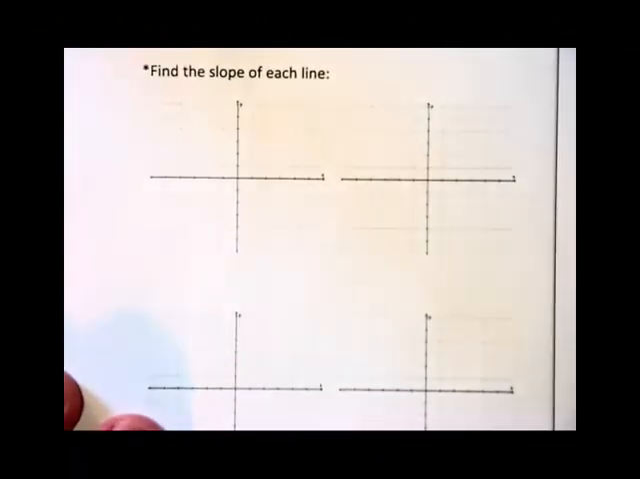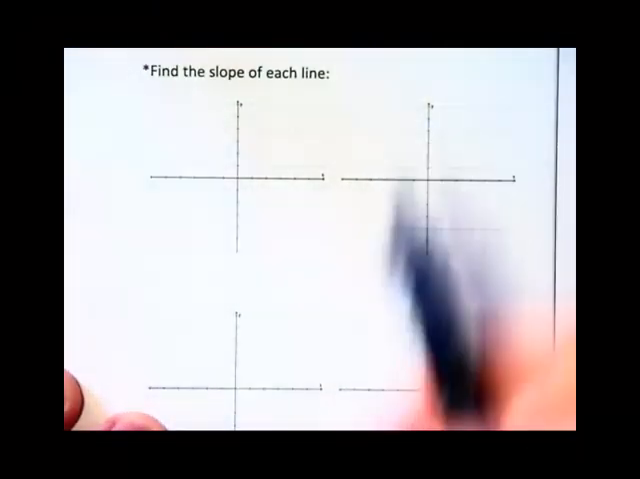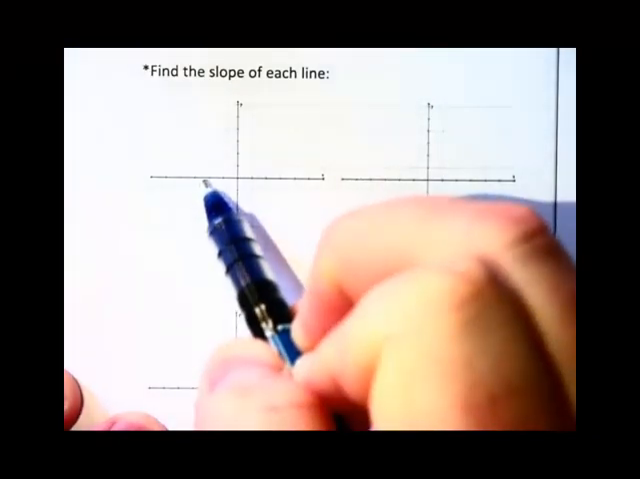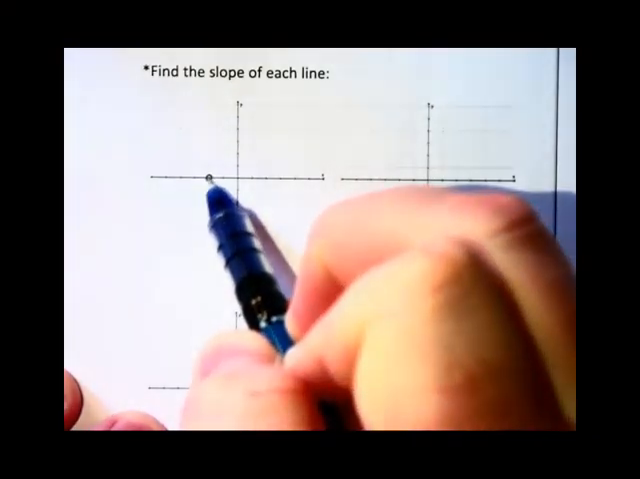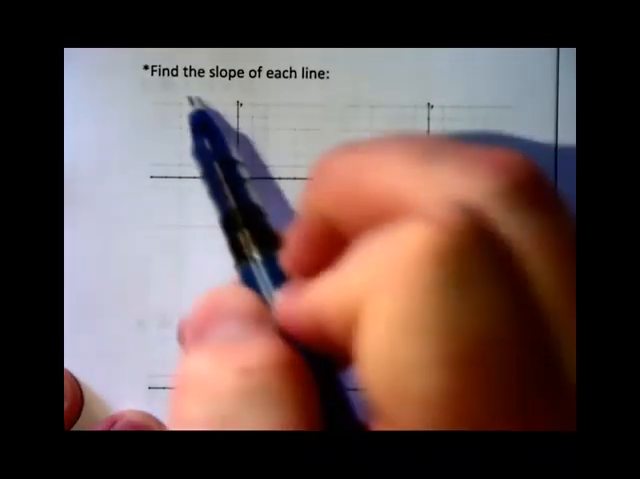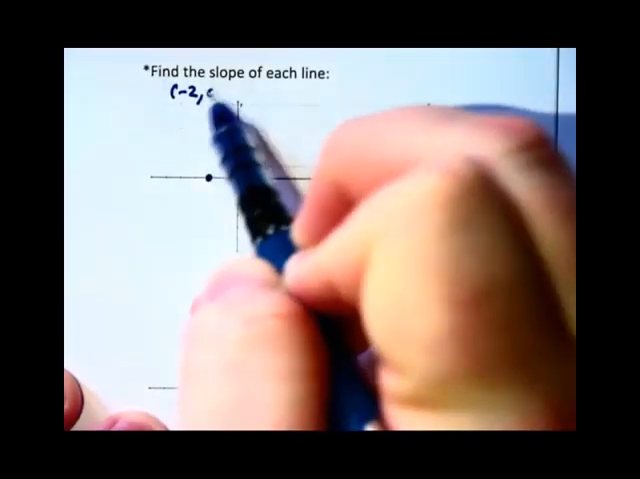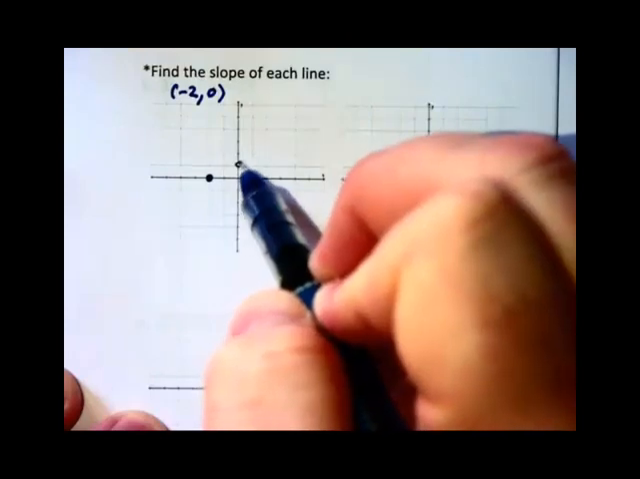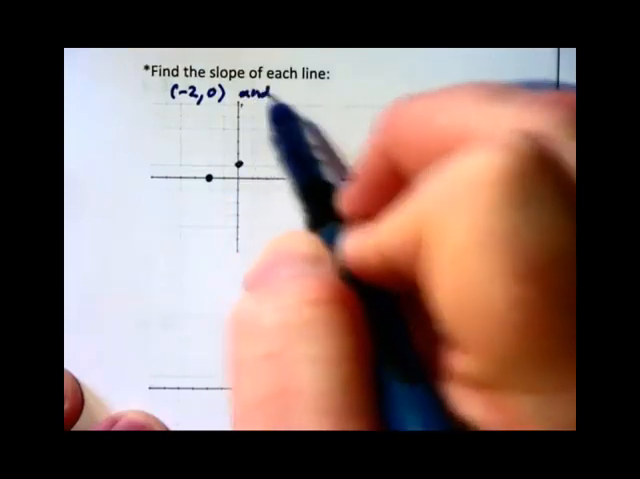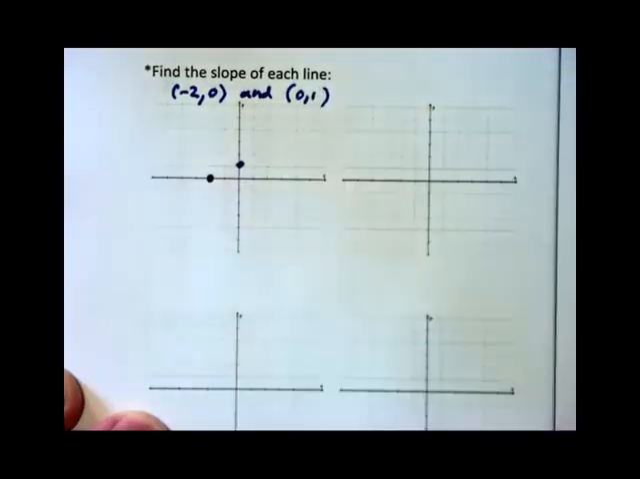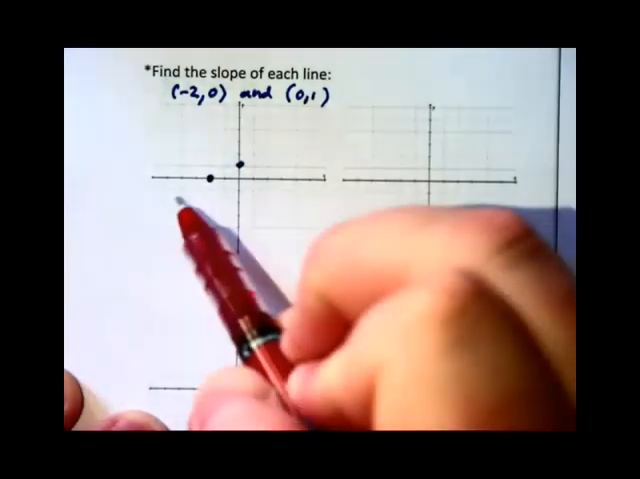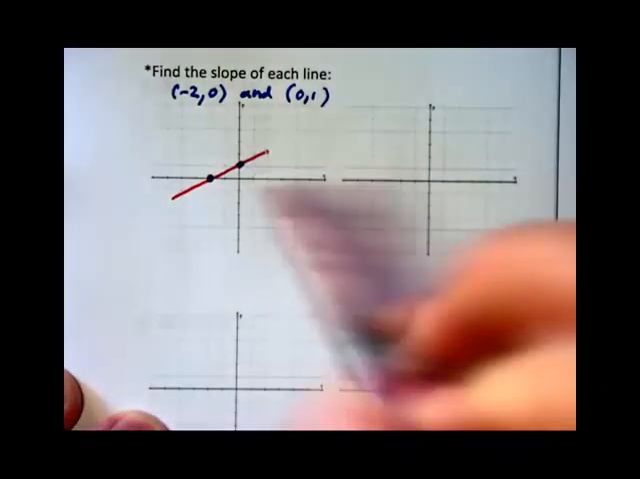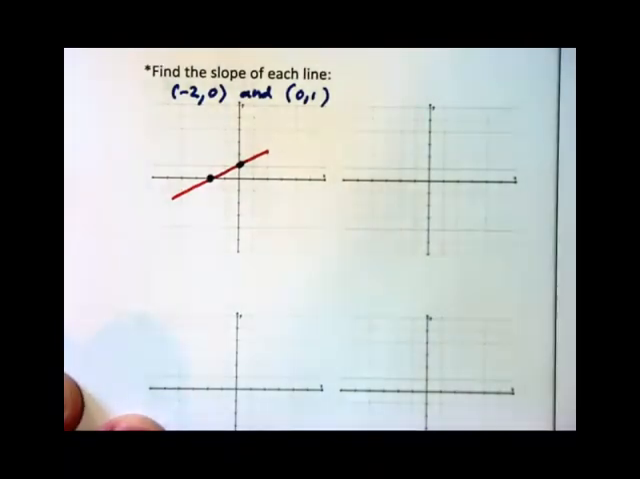Okay, let's start by finding the slope of some lines that I'm going to draw for you. The first line I'm going to draw is going to have an x-intercept at negative 2, 0. I'll write that down up above. And the point 0, 1. Now, technically, we're looking at the line segment that goes through those points. What is the slope of that line segment, or the slope of the line?